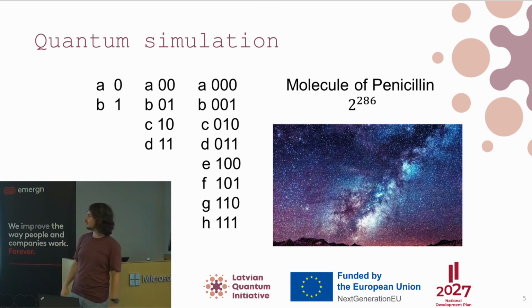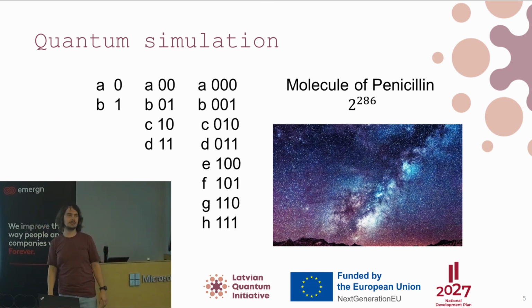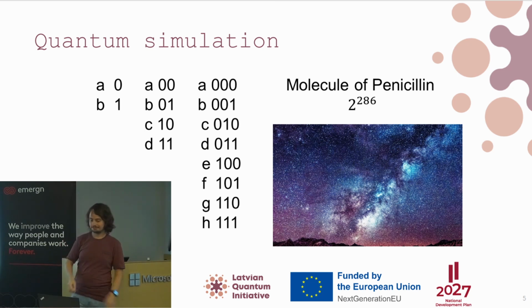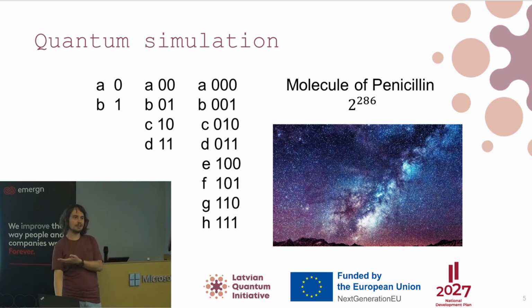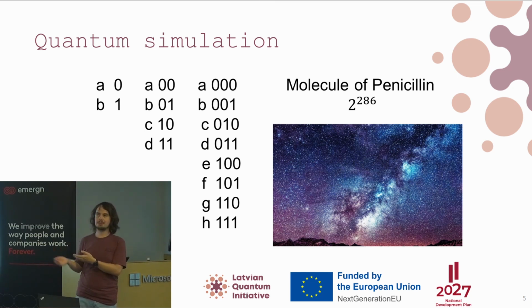And so this is one of the motivations. And why the molecule of penicillin? Actually, in order to simulate all the quantum properties you would need roughly 286 particles, therefore you would need to follow that many different configurations at the same time. So if we have a quantum simulator, we would probably be able to develop new drugs for treatment, develop new materials, and make more advances in chemistry or biology.